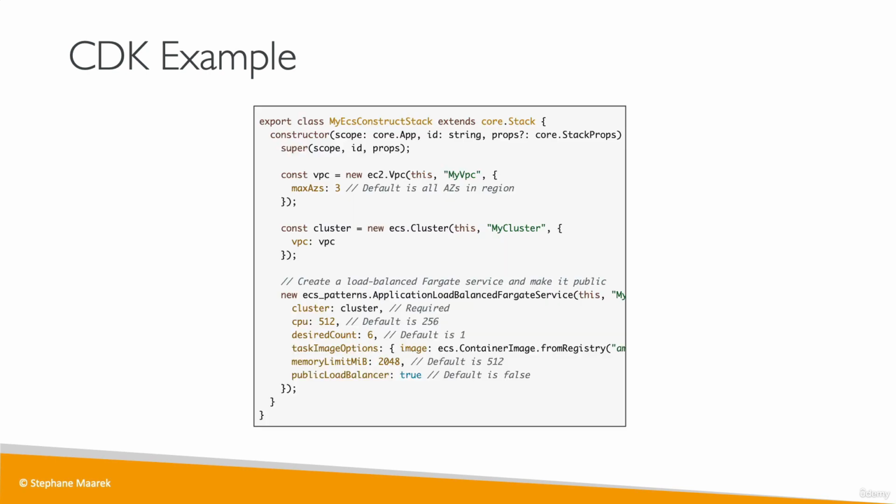So here's an example of what CDK code would look like. In this example, this is using, I believe, JavaScript or TypeScript. We have a VPC that is defined, we have an ECS cluster, and we have an application load balancer with a Fargate service. And so these 3 things will be compiled by the CDK CLI into a CloudFormation template that will be usable and that you can upload and deploy.